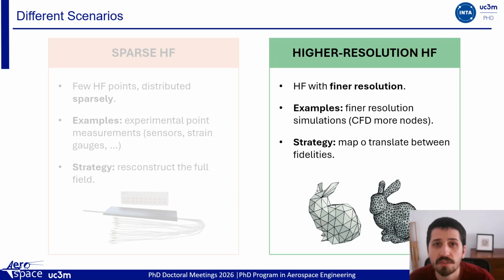Now let's focus on the second scenario. In this case, the high fidelity data not only represents the physics better, but it also has a higher spatial resolution. This case is more relevant from an industrial point of view. The challenge here is that we have many low fidelity simulations because they are cheap, but only a few high fidelity simulations. Our goal is to build a surrogate model that can predict the high fidelity result for unseen flight conditions.